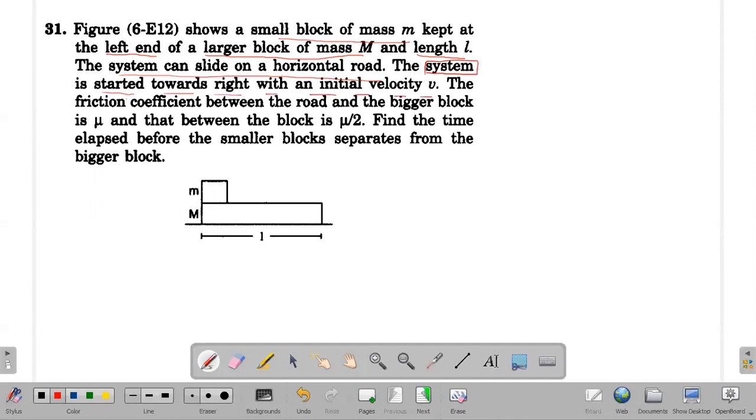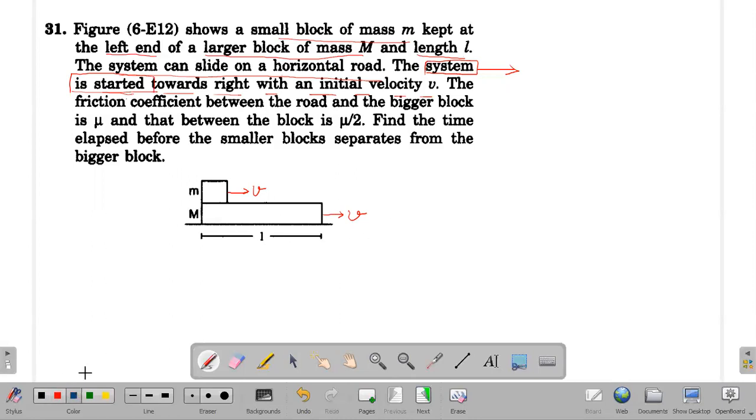What does this line mean to you? What does it mean that the system is started towards right with the initial velocity v? It means both the blocks are given the same velocity v. The system consists of two blocks of mass little m and capital M, so they both are started with the same velocity v. This is what the question wants to say.